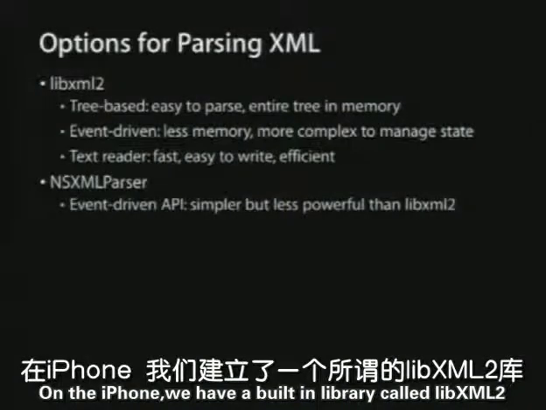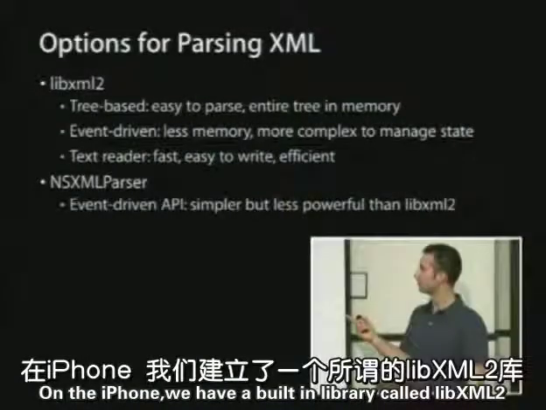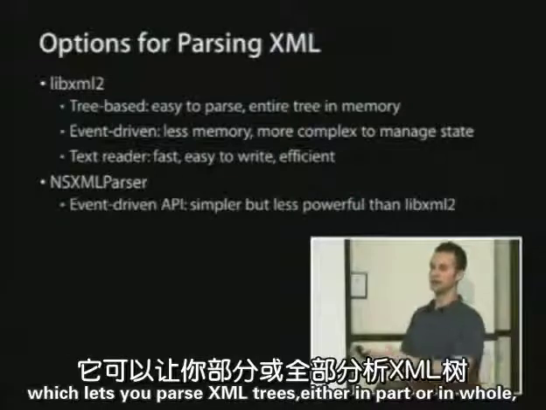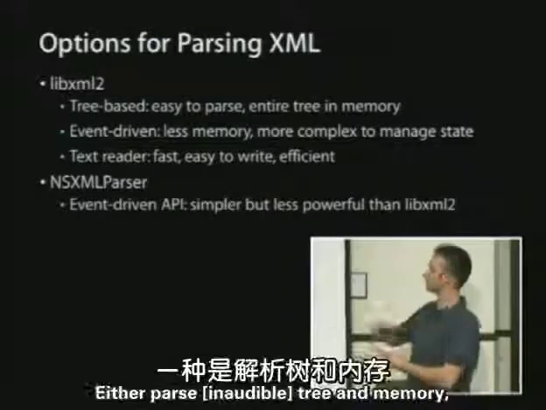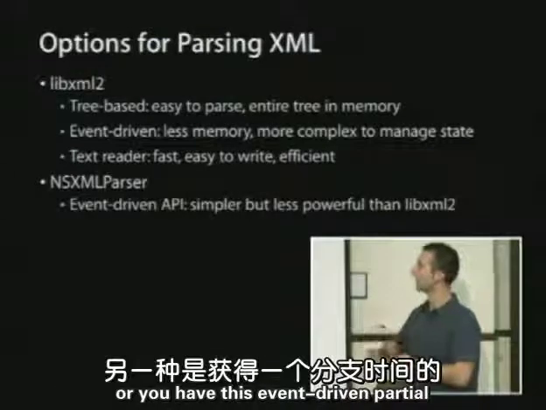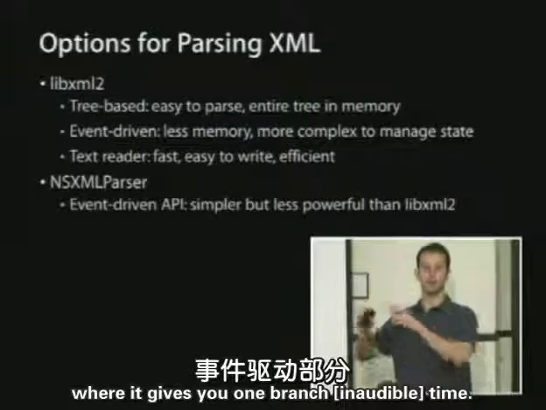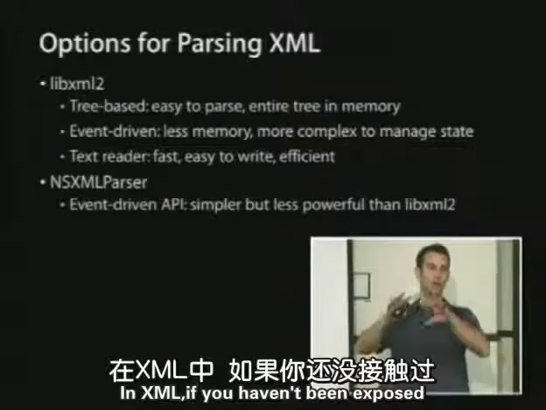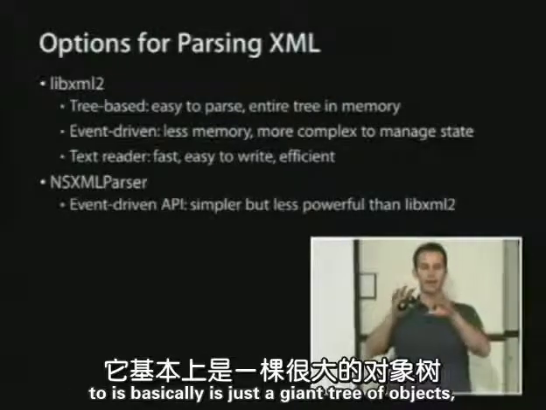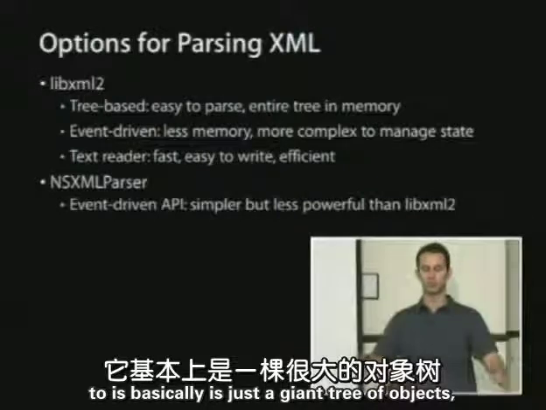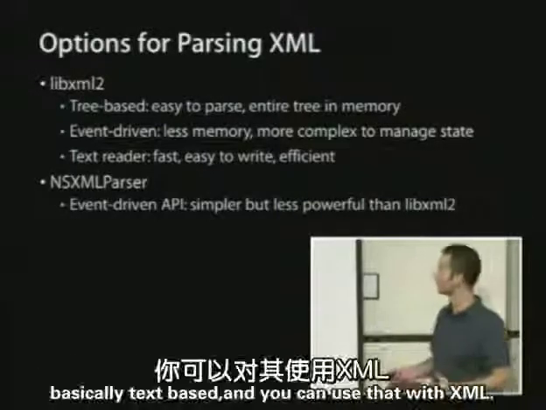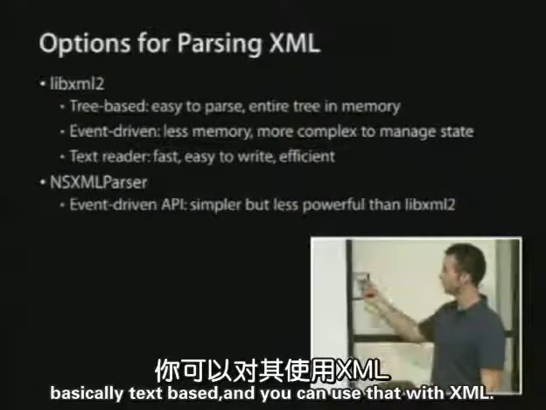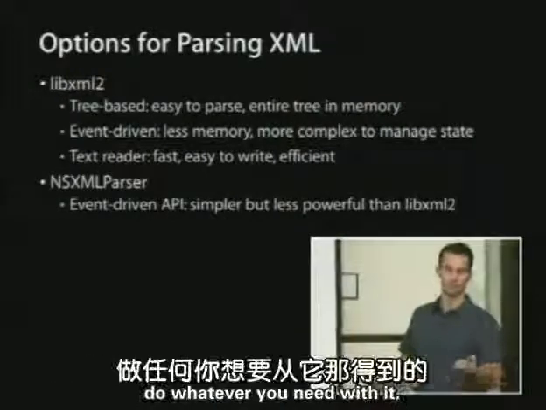On the iPhone, we have a built-in library called libxml2, which lets you parse XML trees, either in part or in whole. There are two ways of doing it. You either parse the whole tree in memory, or you have an event-driven parser where it gives you one branch recursively at a time. And XML, if you haven't been exposed to it, is basically just a giant tree of primitive objects conforming to a schema, basically text-based. You can use libxml to pull that into your application and do whatever you need with it.